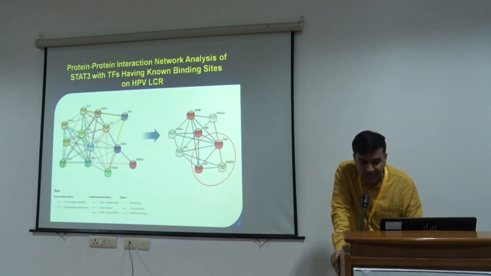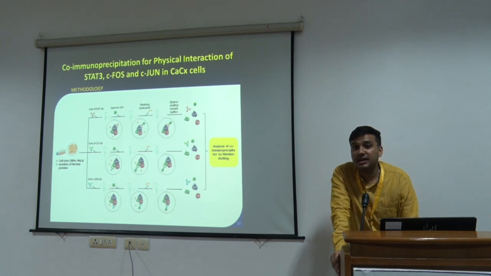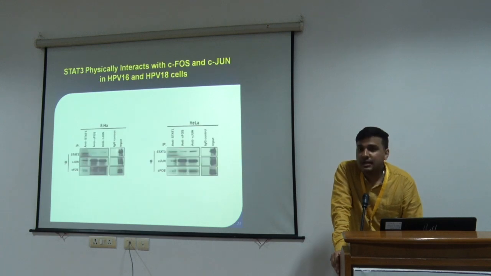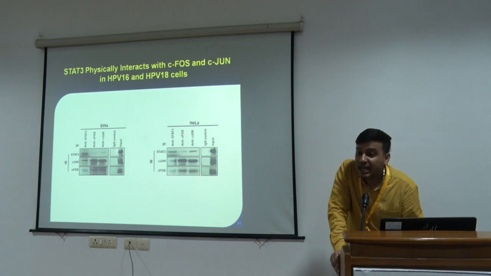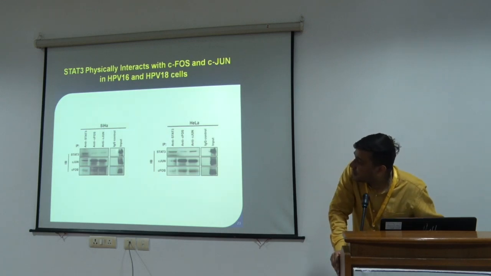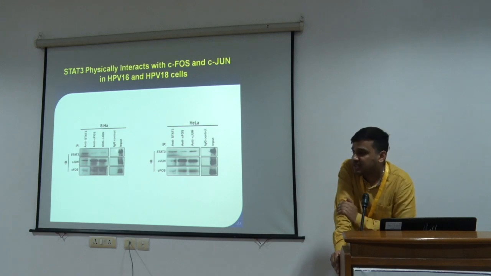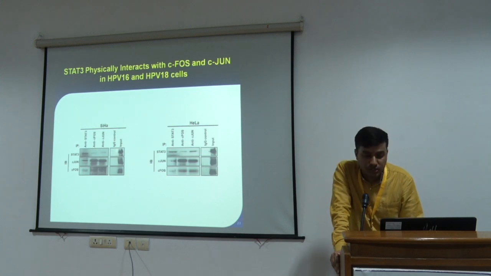So we looked into this physical interaction. We did co-immunoprecipitation analysis in order to find the physical interaction of STAT3 with CFOS and CJUN, and we found that STAT3 was physically interacting with CFOS and CJUN not only in HPV16 positive cell lines but also in HeLa, which is an HPV18 positive cell line. Reversibly, we checked that CJUN was also physically interacting, so this was cross-checked. The co-immunoprecipitation confirmed the physical interaction of STAT3 with CFOS and CJUN.